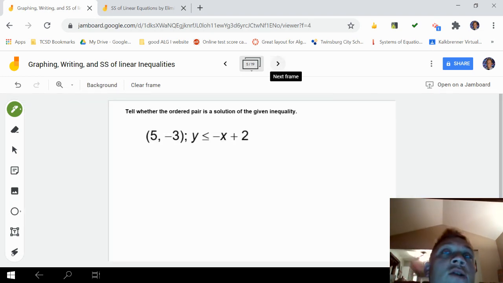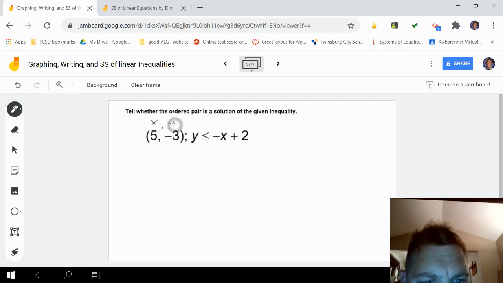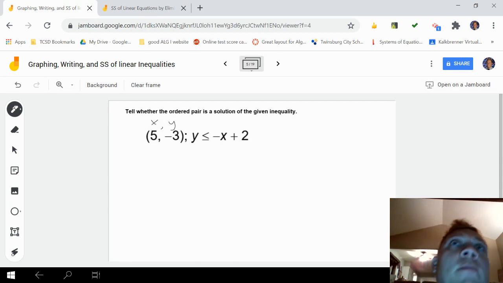Tell whether the ordered pair is a solution to the inequality. So real simple. All we're going to do is, this is my x value. This is my y value. So wherever I see y, I'm going to plug in -3. Wherever I see x, I'm going to plug in 5.